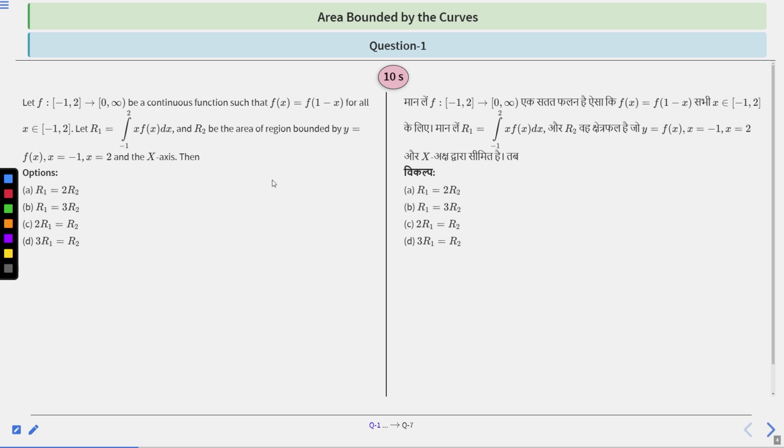See, we know that integration of a to b f(x) dx is equal to integration of a to b f(a plus b minus x) dx. Right. Therefore, R1 can be written as integration of -1 to 2 (1 minus x) into f(1 minus x) dx, and f(1 minus x) is equal to f(x). So in this way, we will try to convert R1 into R2. Clear, and we will see whether R1 is related to R2 by which relation. Okay. So in this way, you can try to approach this question. You have 10 seconds to solve this question. After 10 seconds, we will discuss the solution.